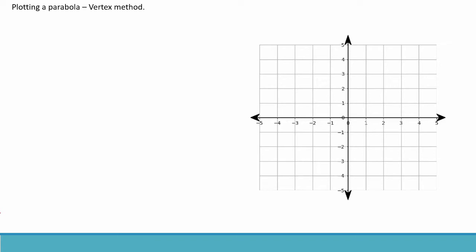Hi guys, in this video we're going to cover plotting a parabola using the vertex method. In this instance we don't have two intercepts to plot, but using the information in this equation here we can plot the vertex and from there plot the rest of the parabola.